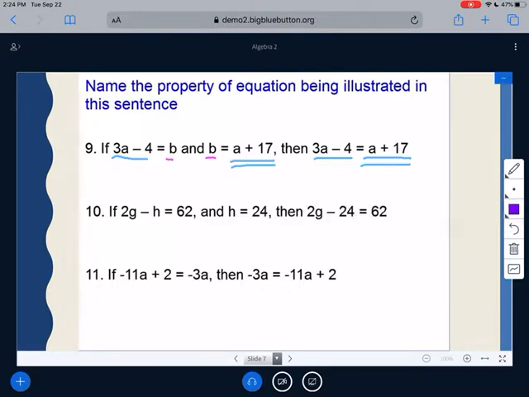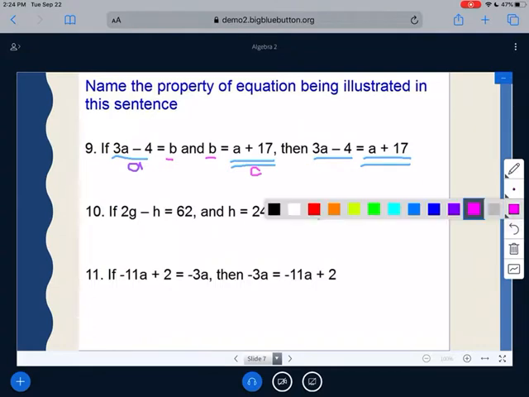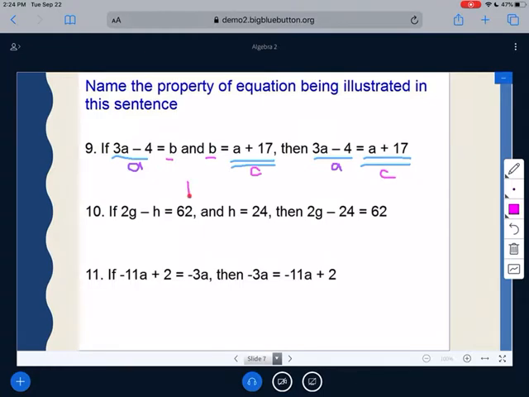Well, that's kind of like saying if a equals b, and b equals c, then a also equals c, which means that this is transitive.